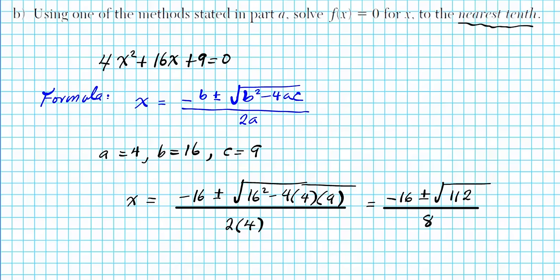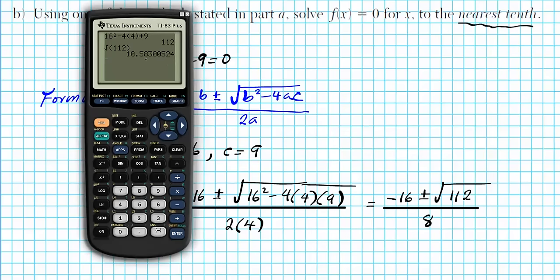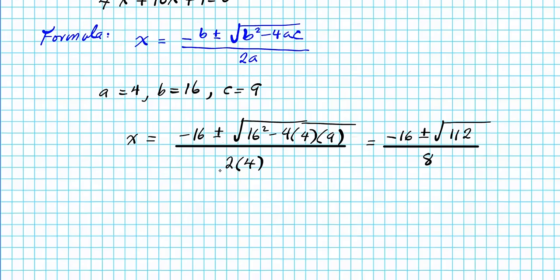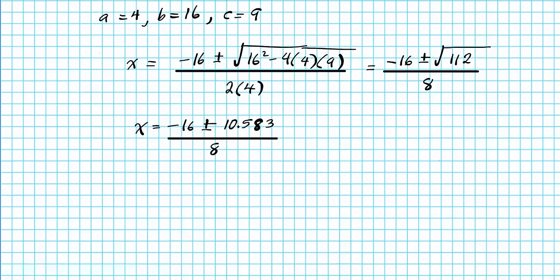Okay, so I think we already have that. Let's call it back up: 10.583. So that's what we're going to be using. So x equals negative 16 plus or minus 10.583, and this entire thing divided by 8, which is 2a. So we have to specify what our two roots are, our two solutions.